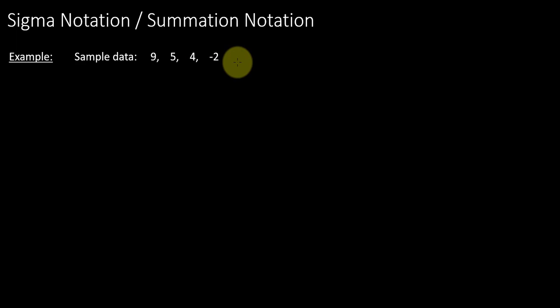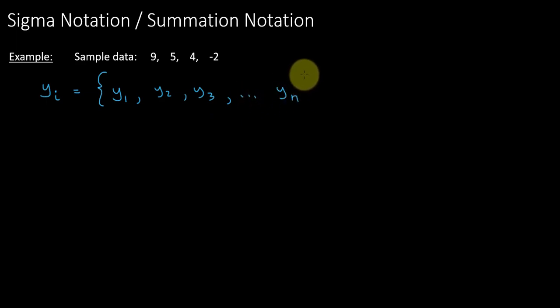In this sample data, there's just 4 unique values here. And instead of writing every value in a data set every time, we often will give a data set a name. In this example, I will call the data set Y. Furthermore, we can specify that Y is a set of values composed of 1, 2, 3, 4 values in this case, but this could go on and on and on till your last Y value.